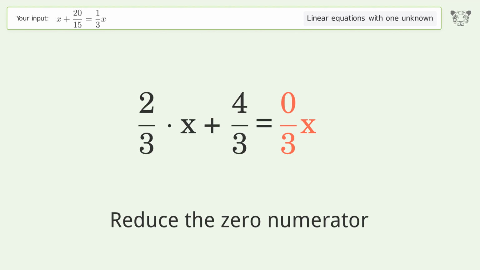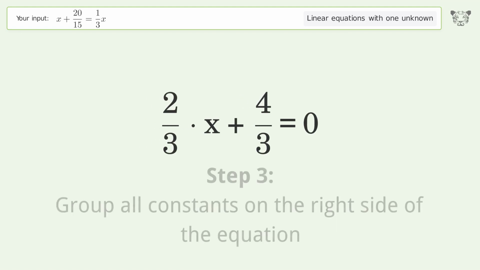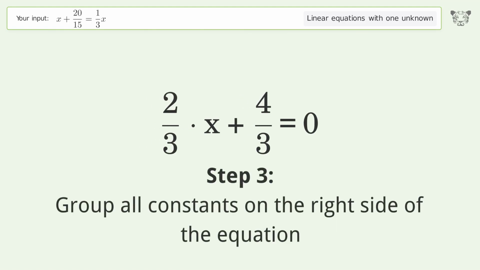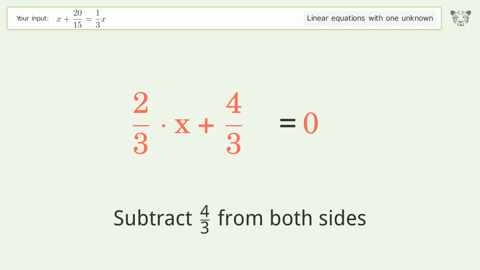Reduce the zero numerator. Simplify the arithmetic. Group all constants on the right side of the equation. Subtract 4/3 from both sides.